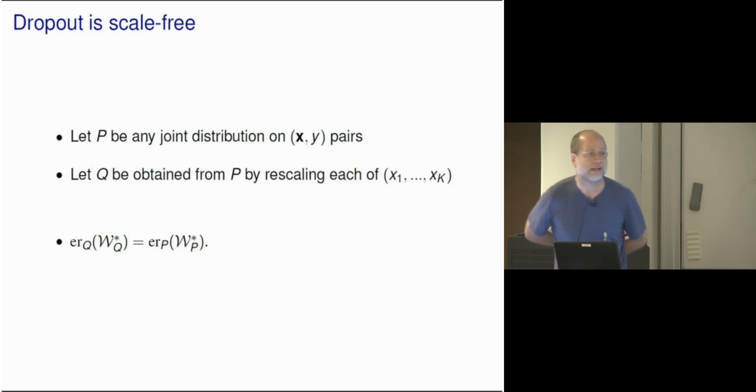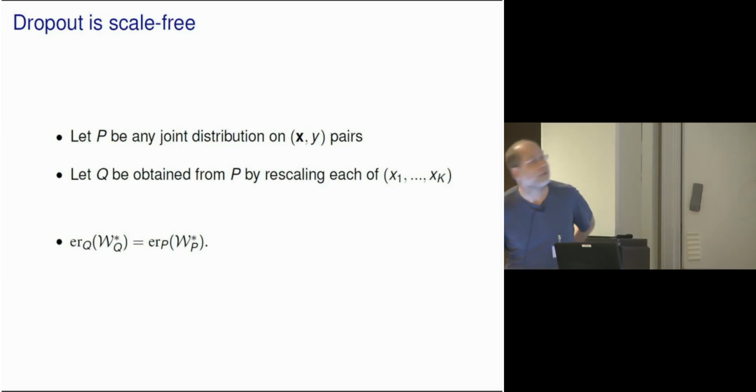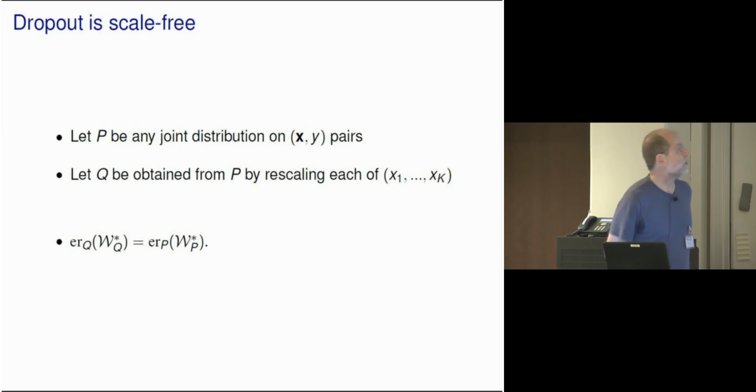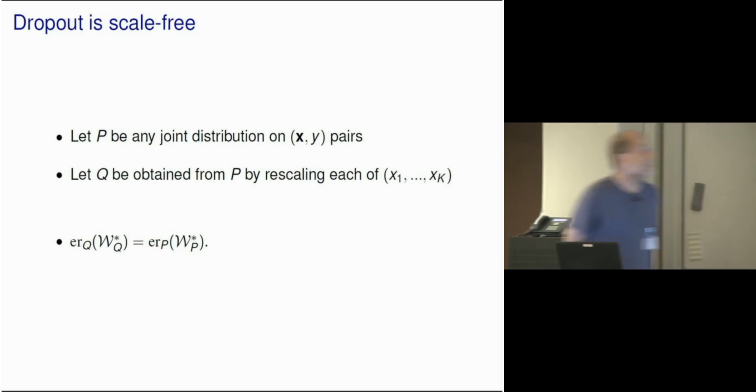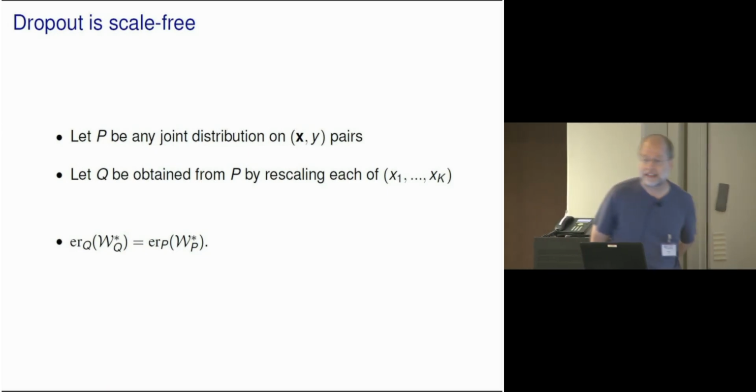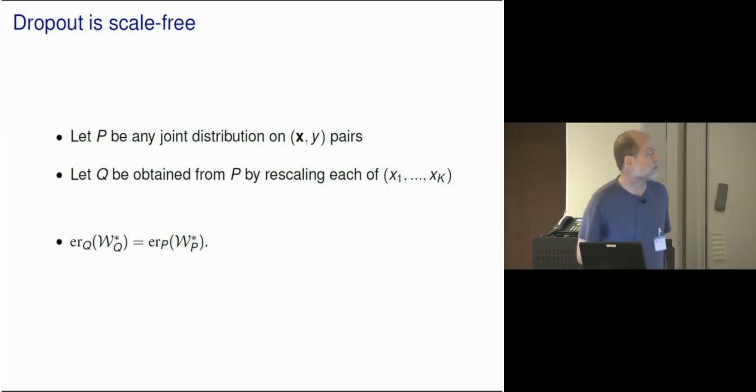Okay, so the first result I'd like to tell you about formalizes the statement that dropout is scale-free. And so what exactly is it? So let's let P be any joint distribution on input-output pairs. And then let's form Q by modifying P by rescaling each of the inputs. Let's say I'm measuring an input using meters instead of inches, or Fahrenheit instead of Celsius, and so on.